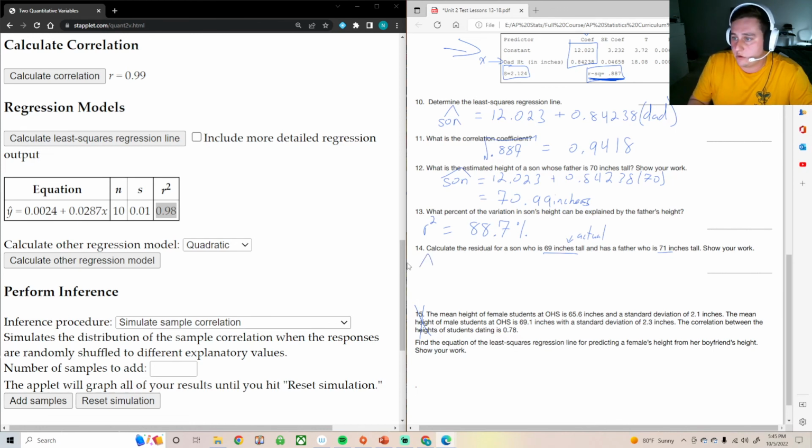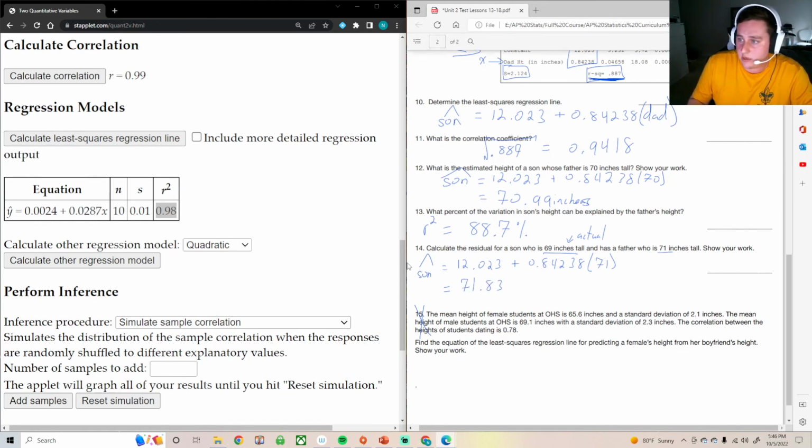So we're trying to predict the son's height, and we're going to use the same exact formula as before, plus 0.84238. Dad's height is now 71 inches, so we fill that in. And then his height multiplied by this, and you add this, some buttons on the calculator later, 71.83 inches. So this is the son's predicted height. So we predicted his height to be this.